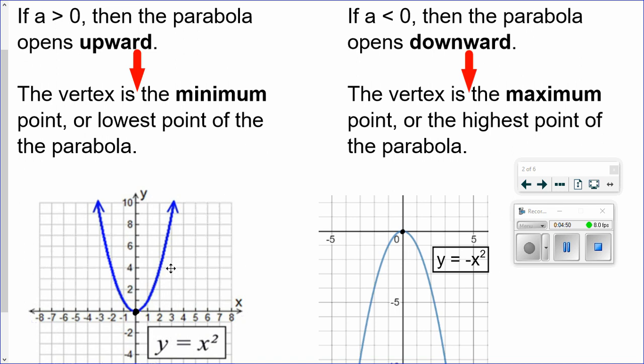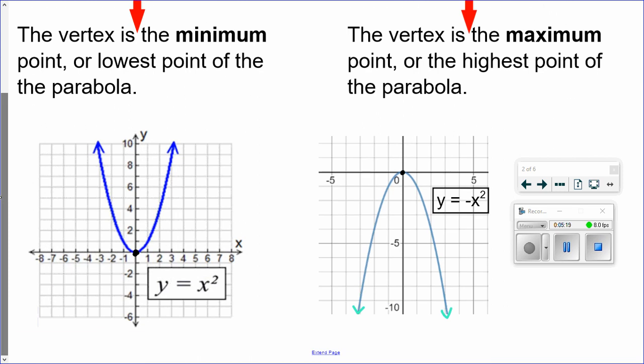So on the left, you have a graph of y equals positive x squared. So coefficient of x squared is 1, so the a value is positive 1. Over here you have negative x squared, that means the a value is negative 1. So the positive a value makes it face upward. The negative a value makes it face downward. Okay, so if we change the sign of the a value, it flips the parabola. Positive facing up, negative facing down.